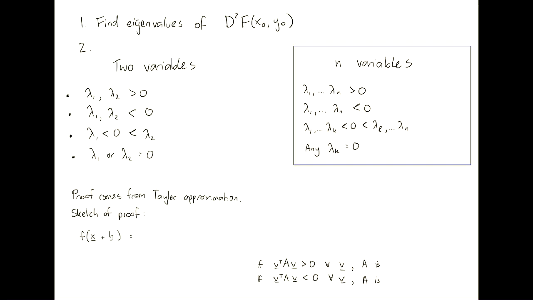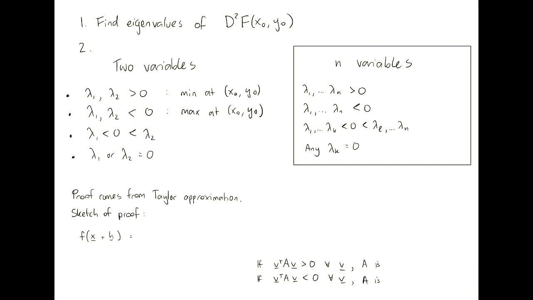In two variables, there are four things that can happen. Either both of the eigenvalues are positive, both of the eigenvalues are negative, the eigenvalues have differing signs, or at least one of the eigenvalues is 0. And what we are going to find is that if both of the eigenvalues are positive, that means we have a local minimum at x0, y0. If both of the eigenvalues are negative, that means we have a local maximum at x0, y0.